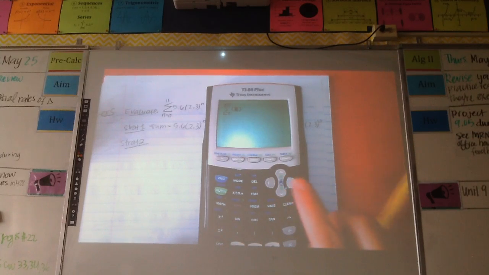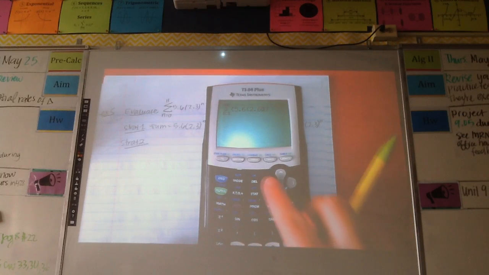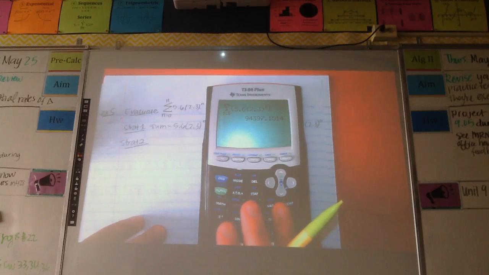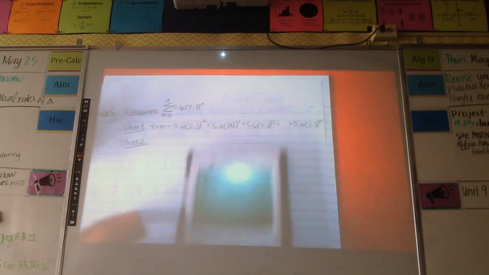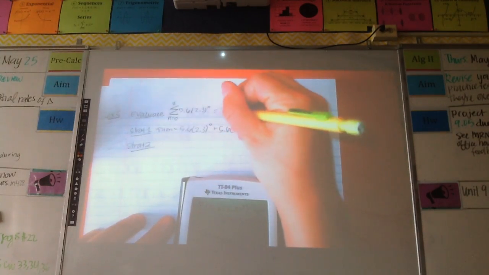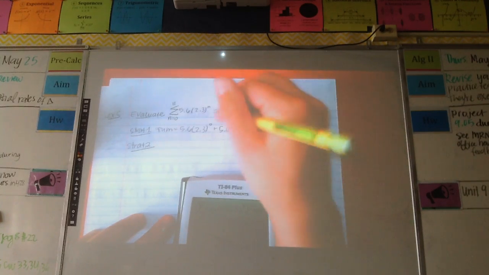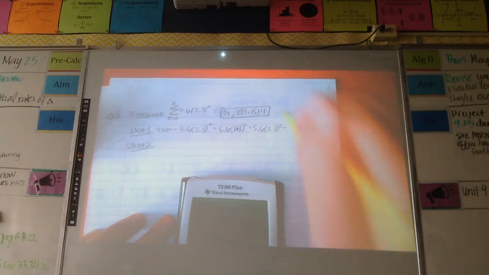And you want 5.6 times 2.3. Those are parentheses to the x power. Just make sure your variables match whatever you decide to use. Oh, this is so nice. It did all the math for us. So our sum would be 94,397.1514. That's it. You didn't have to show any work.